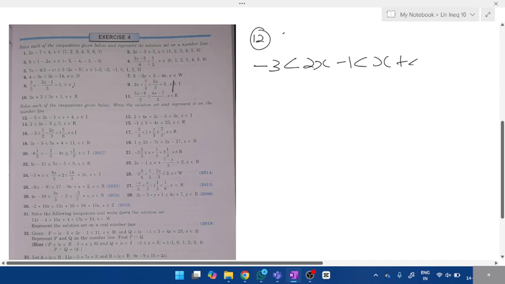What's the difference, students, between 1 to 11 and from the 12th onwards? Just go through the question. What is the difference? Are they the same type of question or different? From 1 to 11, how many inequality signs were there? One. Only one. From 12 onwards, how many inequality signs? Two. Yes, there are two inequalities.